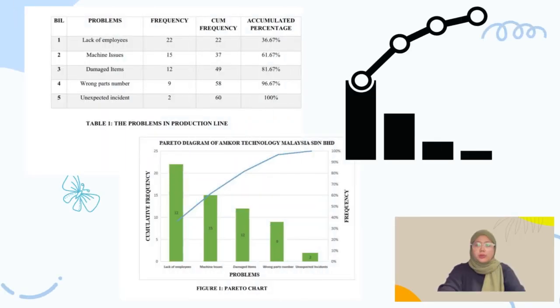These are all the problems that Amkor Technology faces. The first one is lack of employees, the second one is machine issues, the third one is damaged items, the fourth one is wrong part numbers, and the last one is unexpected incidents. The biggest problem that Amkor Technology faces is lack of employees, with 22 votes from 60 feedback. The least problem that Amkor faces is unexpected incidents, with 2 votes from 60 feedback. Okay, the next one is the Pareto diagram of the problems that Amkor Technology faces.